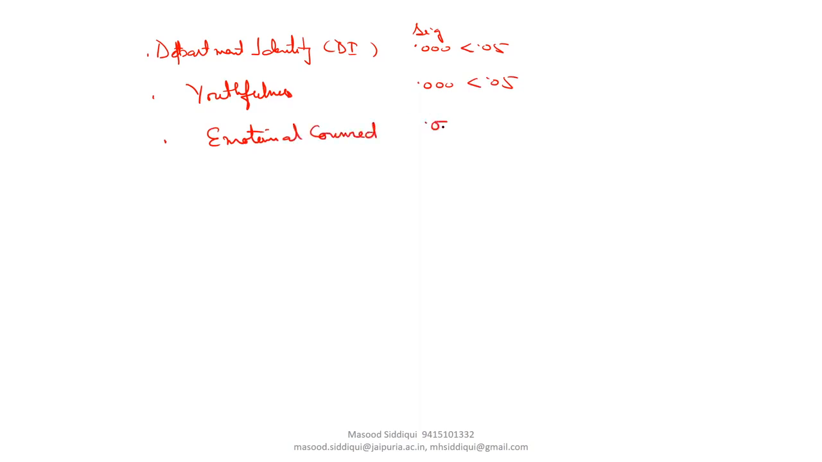Here the p-value is again 0.000, less than 0.05. So they are the significant predictors, or the significant independent variables. It means these variables, departmental identity, youthfulness, and emotional connect, have an impact on the likeliness of the rebranded logo. Right? Let us check these values again.